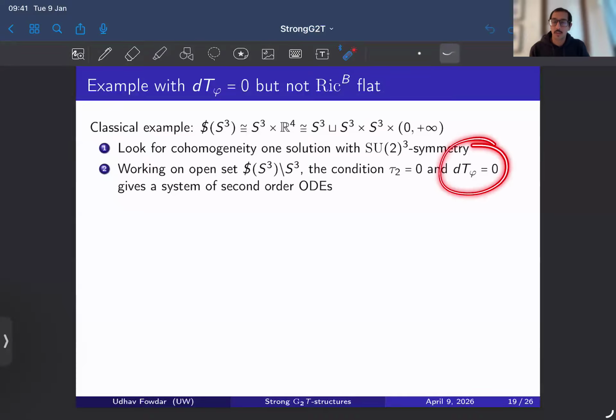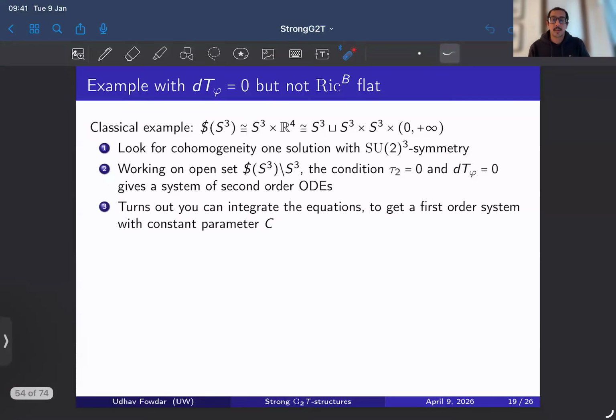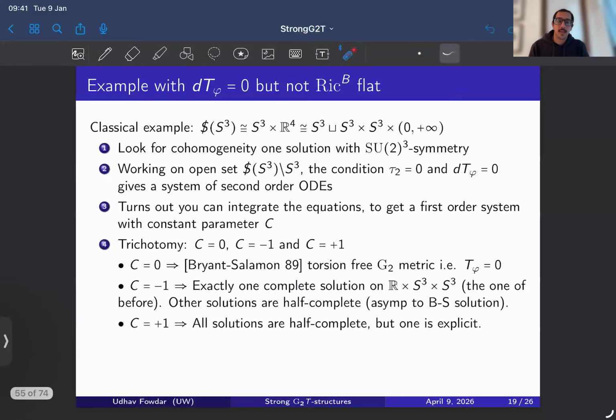This is a second order condition, so it gives you a system of second order ODEs. And if you work a little bit, it turns out that you can actually integrate this equation to get a system of first order ODEs, but now with a constant parameter C. So this gives you, in fact, a trichotomy in this case.